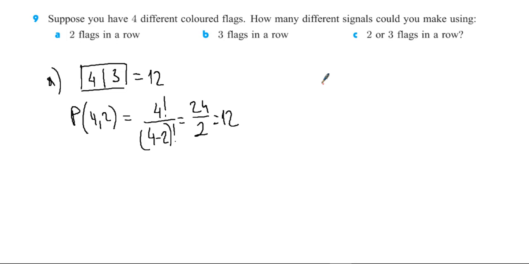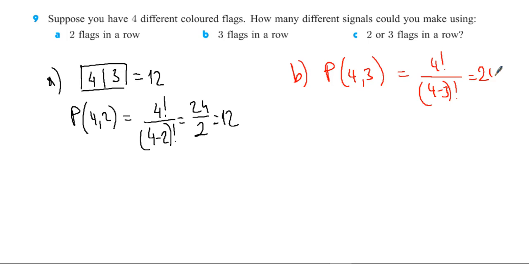Now for B, 3 flags in a row. If I go for the permutation, I have 4 flags. Out of them, I'm choosing 3 and I will arrange them: 4 factorial divided by (4 minus 3) factorial. So from here, it will be 24. If I use the product principle for this question, how can I do it? I have 3 spaces. For the first, I have 4 choices, then 3 choices, then 2 choices. The result is 24. I just multiply them.